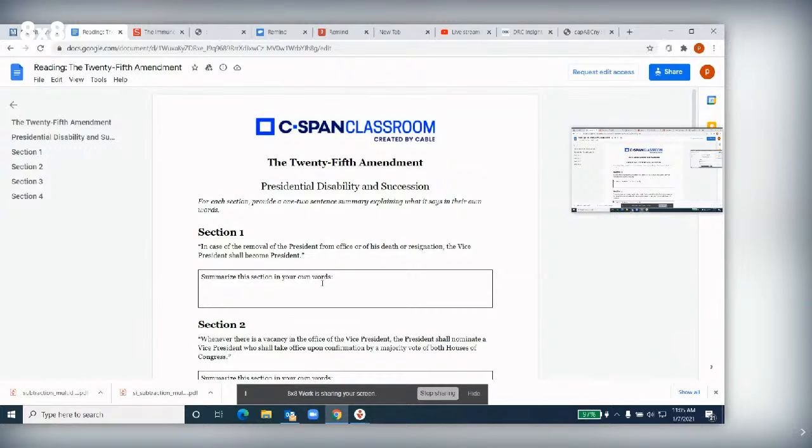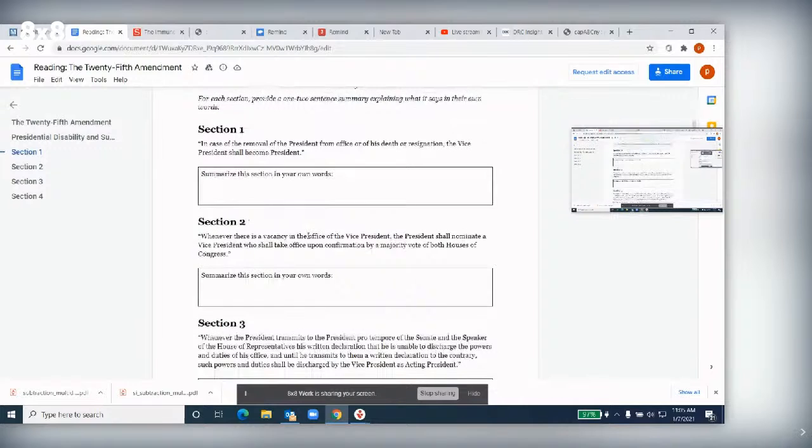Okay. Section 2 of the 25th Amendment talks about whenever there's a vacancy in the office of vice president, the president shall nominate a vice president who shall take office upon confirmation by a majority vote of both the House and Congress. So currently, if Mike Pence, our current vice president, died or resigned, the president would nominate another vice president, and then both the House and the Senate would have to approve him. And that's about the vice president.